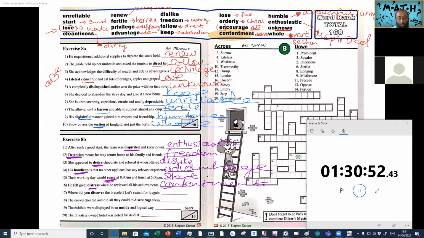Where did you discover the bracelet? Discover is when you found it. The opposite of finding it is to lose it. So where did you lose the bracelet? So let's search for it again. Number 18, go.